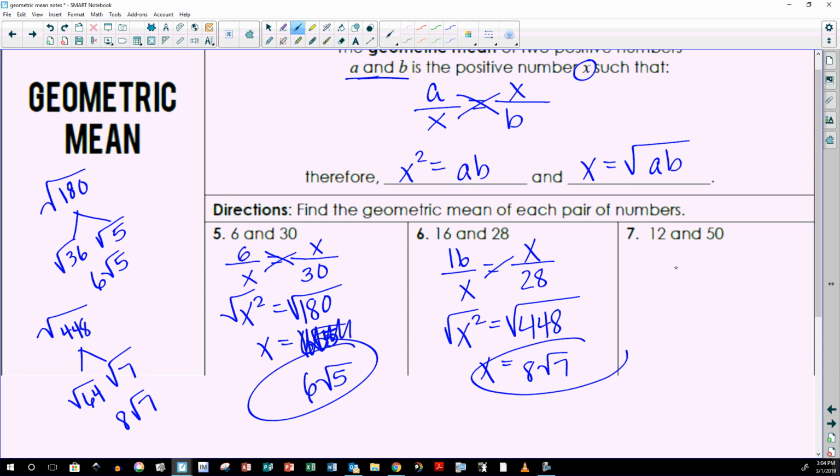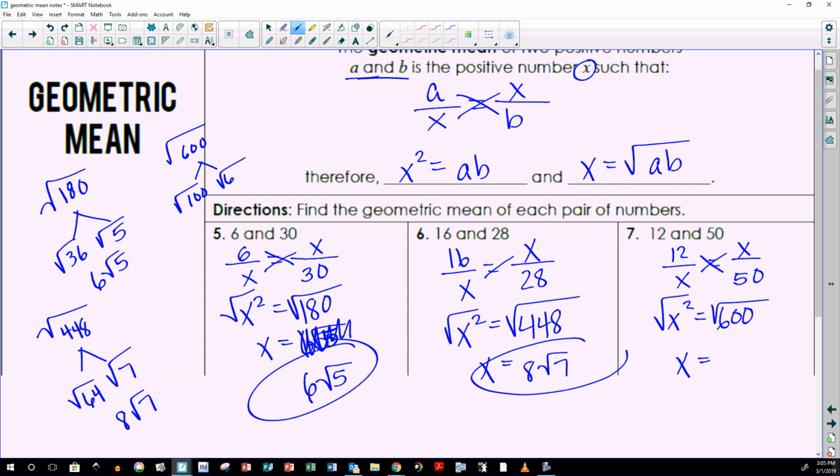And yet, do it again. You do this when you have 2 numbers and they want the geometric mean. You're just going to do this every single time. You set up your proportion, put the geometric mean in the top and in the bottom, put the other 2 numbers. Cross multiply. Take the square root of both sides. So if I have the square root of 600, well, I know 600 is 100 times 6. The square root of 100 is 10. So my answer is 10 square root of 6.